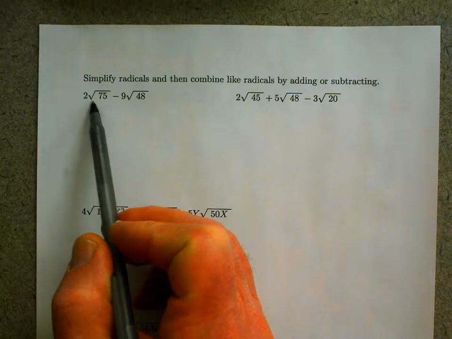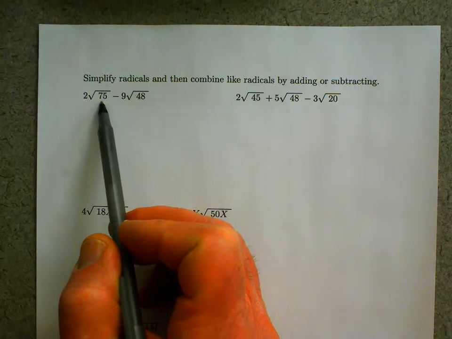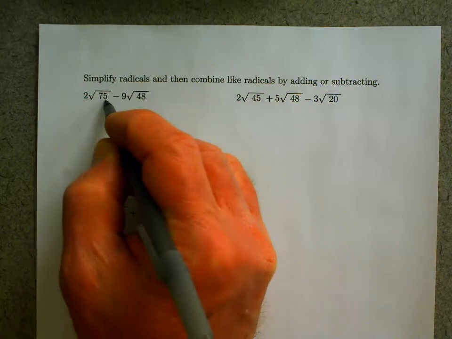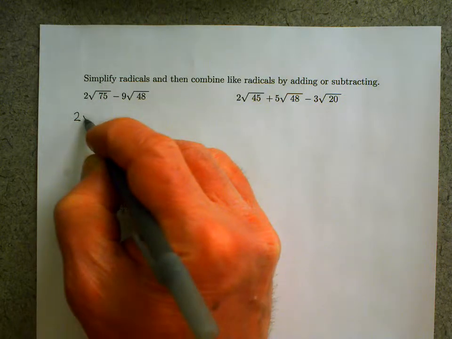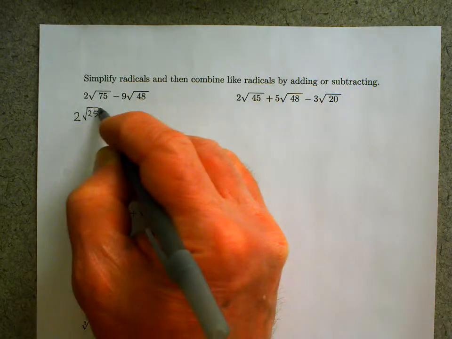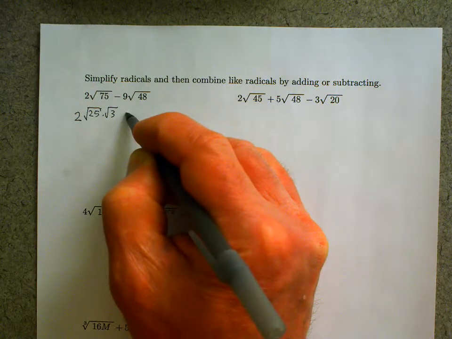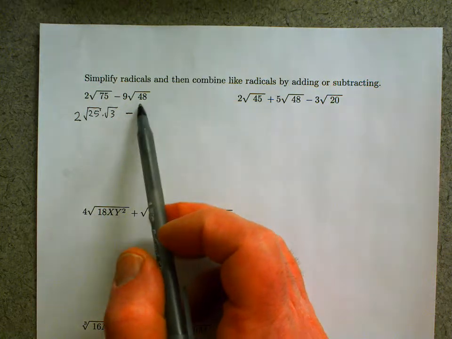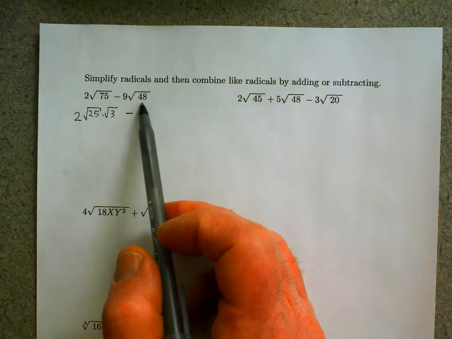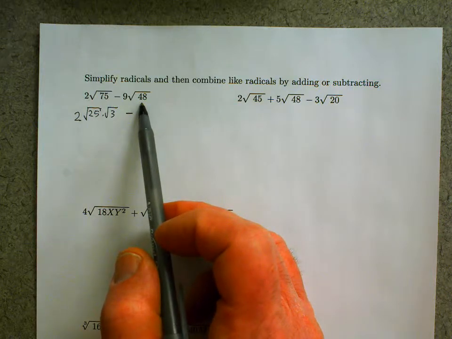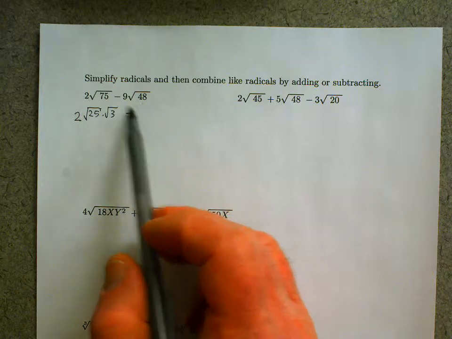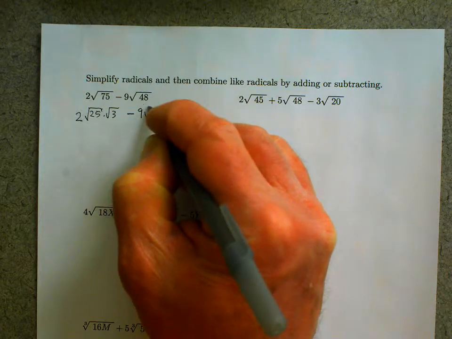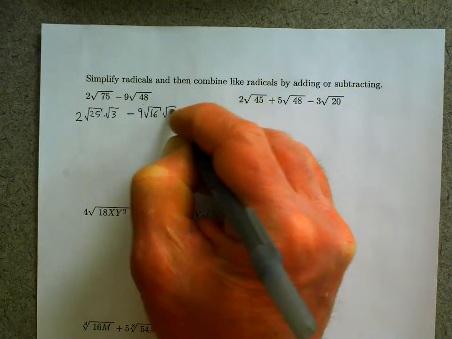Okay, so 2 times the square root of 75, the largest factor of 75 that is a perfect square is 25. 25 times 3 is 75. So we'll rewrite this as 2 times the square root of 25 times the square root of 3. And then the other, we're subtracting 9 times the square root of 48. The largest factor of 48 that's a perfect square is 16. 16 times 3 is 48. So we're going to replace minus 9 times the square root of 48 with minus 9 times the square root of 16 times the square root of 3.